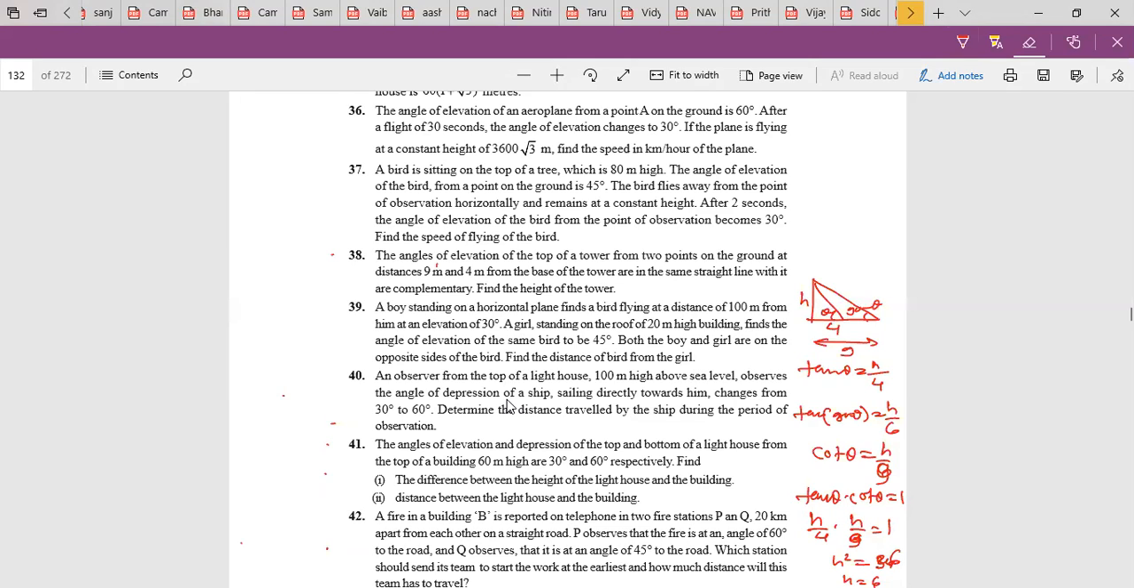Ma'am, is it mine? No, yours is okay. So the boy is standing here. From here, this is 100 meters. Angle of elevation is 30. The girl is standing on a 20-meter height. From this point, the angle of elevation is 45. Ma'am, this is the same diagram that I drew. The boy and girl are on opposite sides. The distance of the bird from the girl, so this distance you have to calculate.